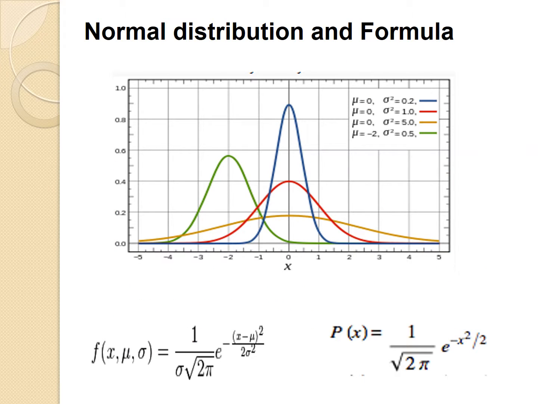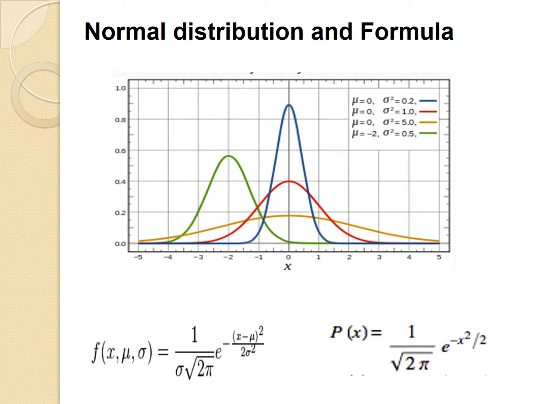The graph of a normal distribution depends on two factors, the mean and the standard deviation. The mean of the distribution determines the location of the center of the graph, and the standard deviation determines the height and the width of the graph. When the standard deviation is large, the curve is short and wide. When the standard deviation is small, the curve is tall and narrow.